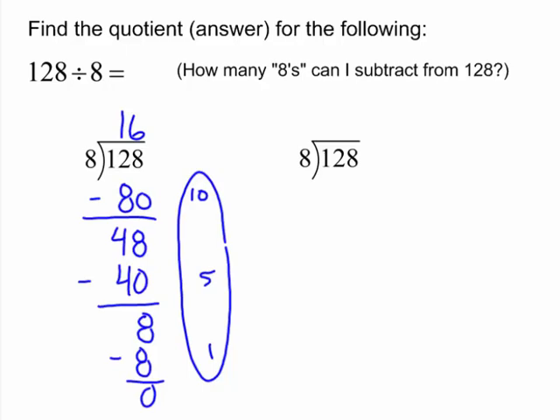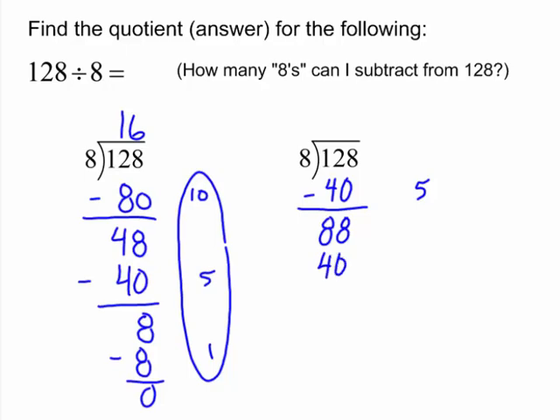I might go a little bit bigger, or I might go a little bit smaller. Maybe I do a couple of groups of 40. So I might see that, all right, I'm going to subtract 40 from the first group here of 128. So I'm left with 88. And I'll put a little 5 over here.